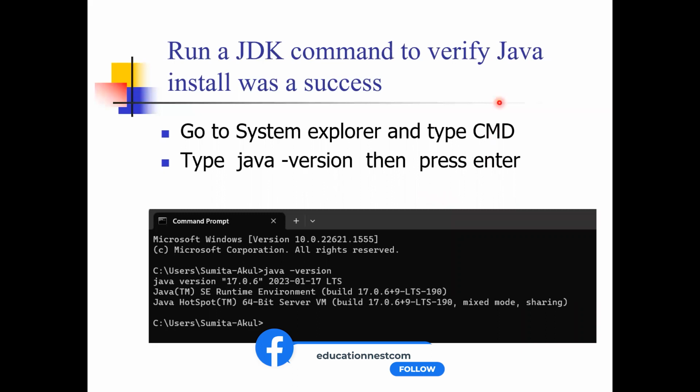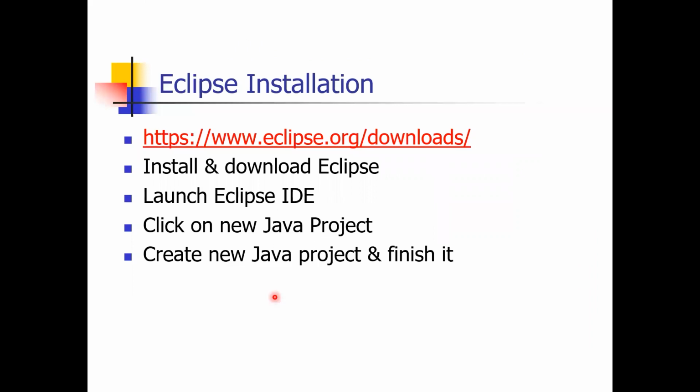For that, just go to System Explorer, type CMD for command prompt, and in CMD just type java space dash version. Then you will see this information. The Java version is like this. So this is for Java. Okay, I'm explaining this to you.